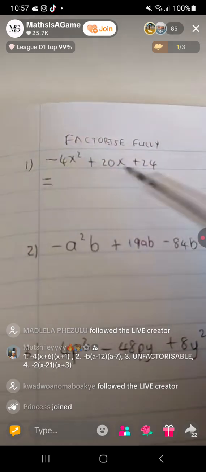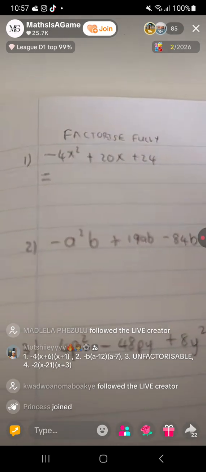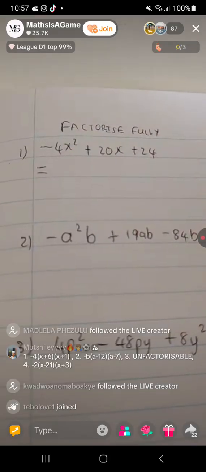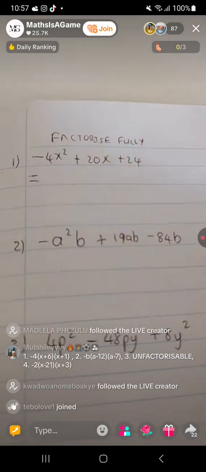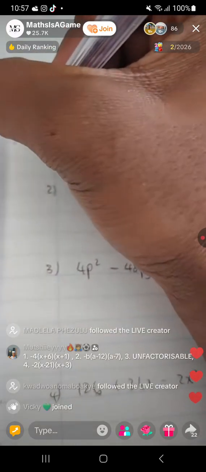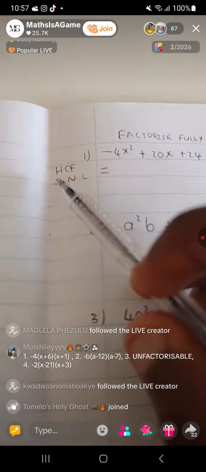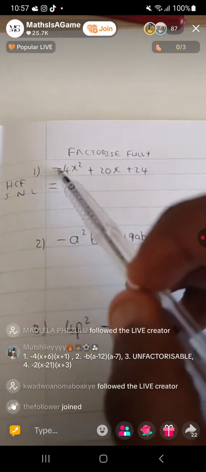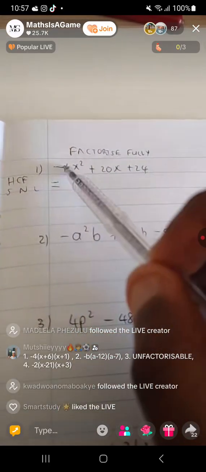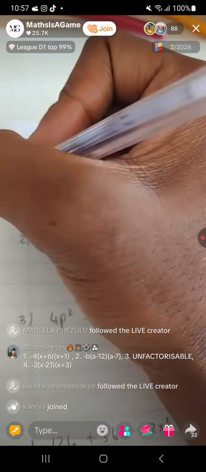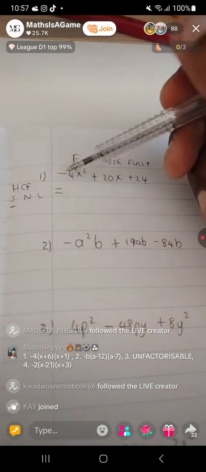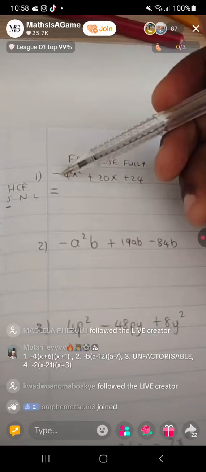How many terms do we see in the expression? There are 3 terms. Is there a need to apply the sign change rule? No. Is there a highest common factor? Well, let's check. Highest common factor according to the sign, the number, the letter. We look at our first term and check its sign. It's negative, so our highest common factor sign is adopted from the leading term, which is negative.